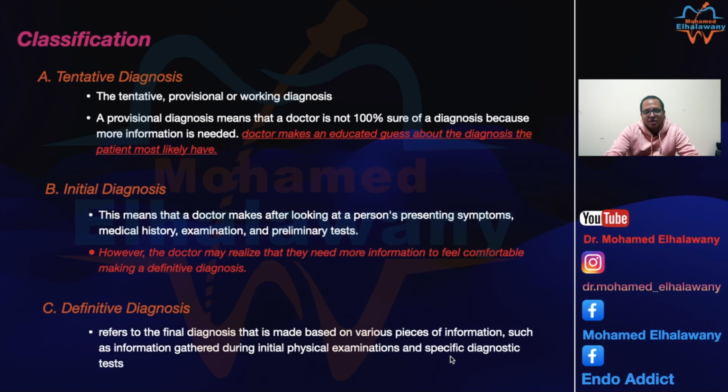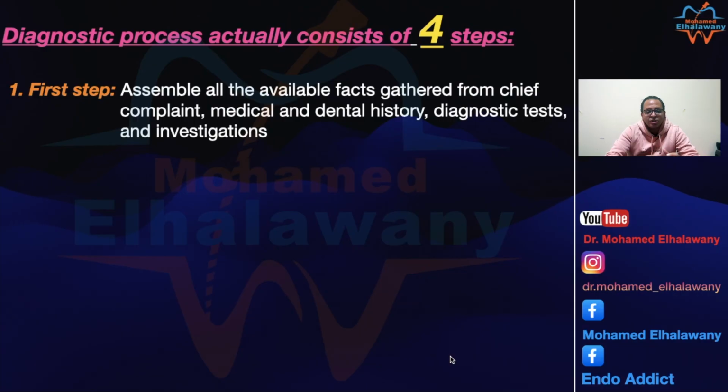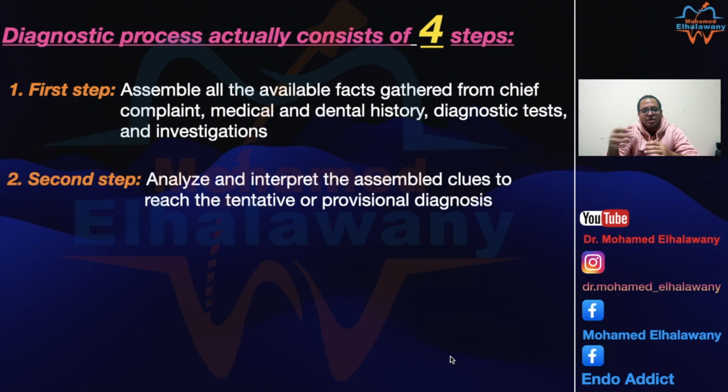This can all be summarized as a diagnostic process consisting of 4 steps. Step 1, gathering information. First, we collect everything: the patient's chief complaint, medical and dental history, clinical examination, tests, and investigation. This gives us the full picture. Second, interpret the clues. We put the pieces together. We analyze the signs and the symptoms to form a tentative or provisional diagnosis.